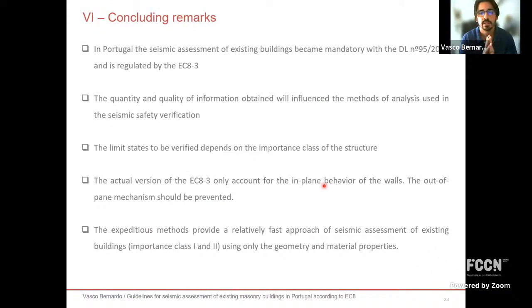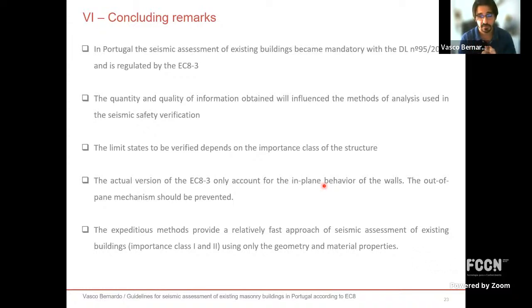Just some simple remarks in the end of this presentation. As I mentioned in the beginning, the seismic assessment of existing buildings in Portugal became mandatory with the publication of Decree-Law number 95 from 2019, and it is regulated by the current version of the Eurocode Part 3. The quantity and the quality of information that we obtain in our building will influence the type of analysis that can be used in the seismic assessment.